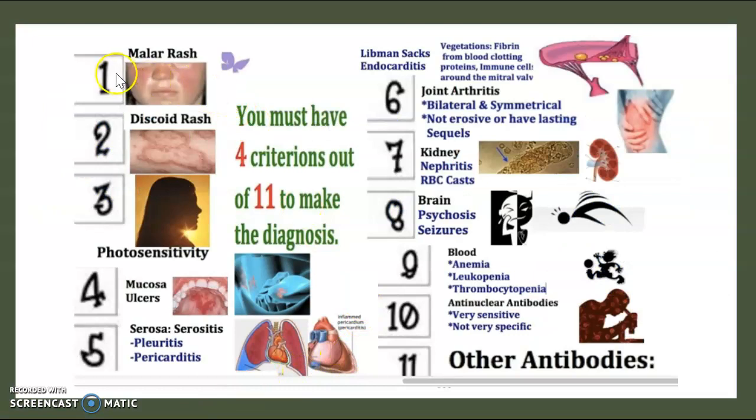Let's recap. First one, malar rash. Second one, discoid rash. Third one, photosensitivity. Fourth one, mucosal ulcer. Fifth one, pericarditis, pleuritis, and Libman-Sacks endocarditis. Sixth one is joint arthritis. Seventh one, kidney nephritis. Eighth, brain psychosis and seizure. Ninth, anemia, leukopenia, thrombocytopenia. Tenth, anti-nuclear antibody, very sensitive but not specific. And eleventh, other antibodies.